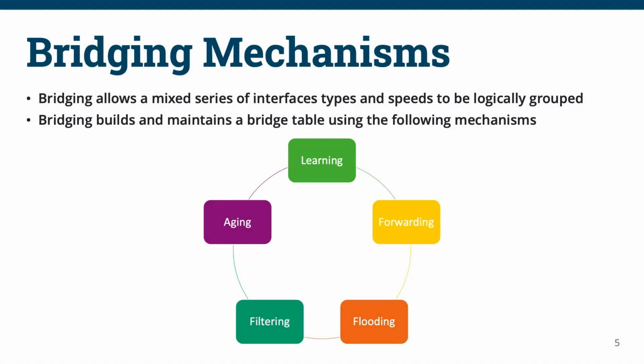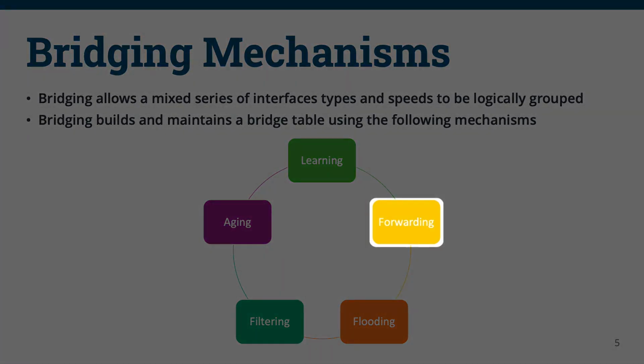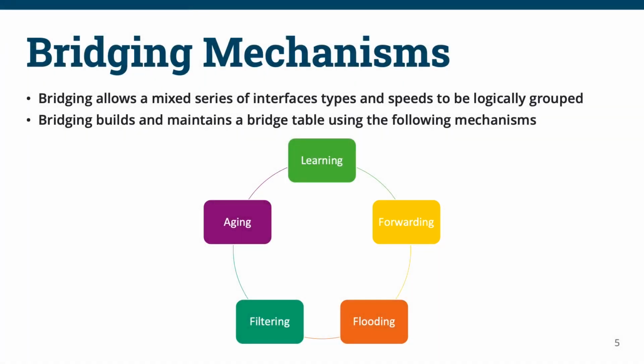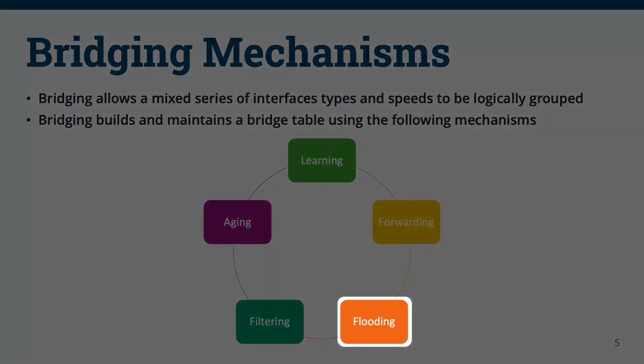Next, we have forwarding. This is the mechanism used to look up the destination MAC address seen on a frame and determine which port to forward the frame out of. If no match is found in the bridging table, typically a switch will flood the frame out all interfaces to ensure delivery. And this leads us into our next mechanism, flooding.